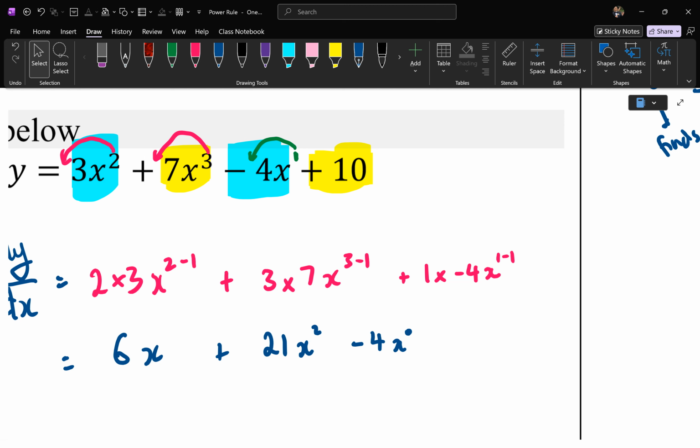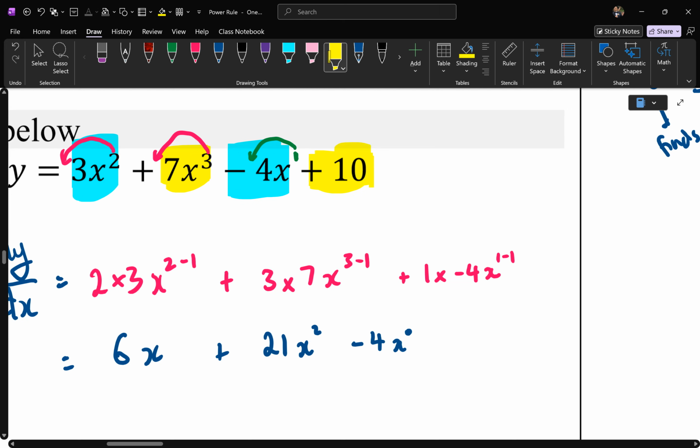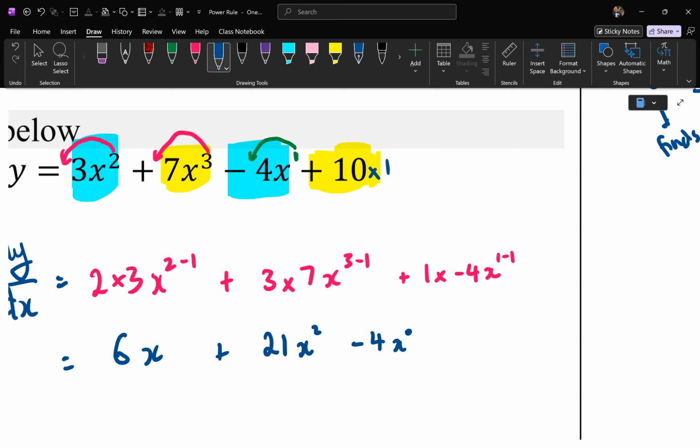Who said 0? Or whoever said it, you're correct. You see that 10? That's a constant. But you can make it a coefficient by saying, well, 10 times 1 is still 10. But to get 1, you can write it as x power 0. Then you can use the rule again.